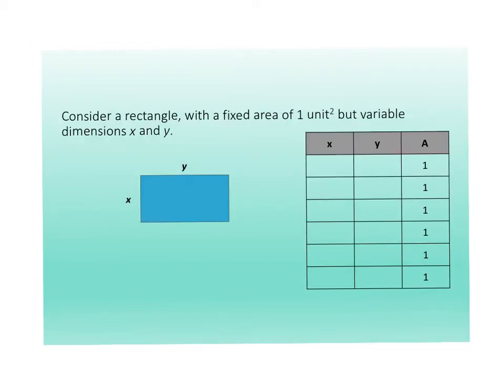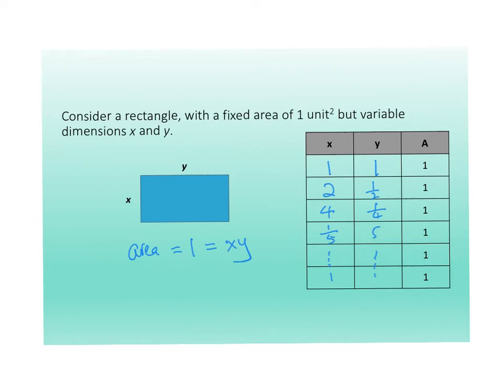Now, let's consider a rectangle with a fixed area of 1 unit square, but variable dimensions x and y. So if x is 1, y must be equal to 1 because the area is 1 unit square. You know that the area is x times y because it's the width times the height. If x is 2, y is a half, and if x is 4, y is 1/4. What about if x is 1/5? y is 5, and so on and so forth.